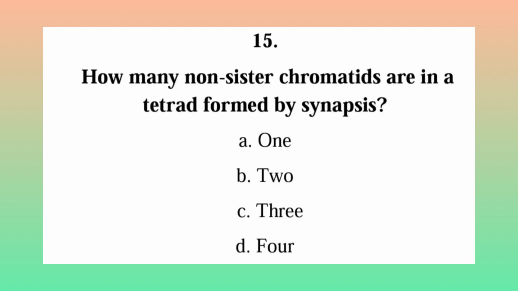15. How many non-sister chromatids are in a tetrad formed by synapsis? A. 1, B. 2, C. 3, D. 4. Answer B. 2. During prophase 1 of meiosis, homologous chromosomes pair up and that process is called synapsis. This results in the formation of a structure called tetrad. Tetrad consists of 4 chromatids, with 2 being non-sister chromatids from each homologous chromosome.